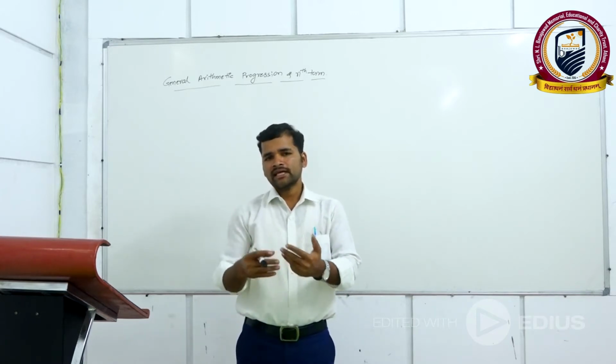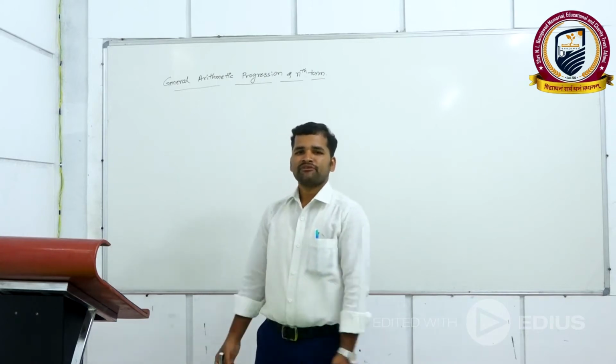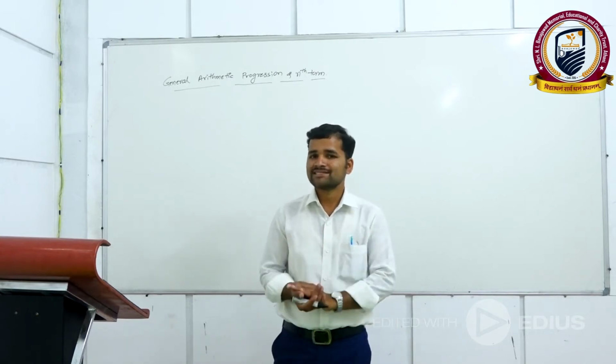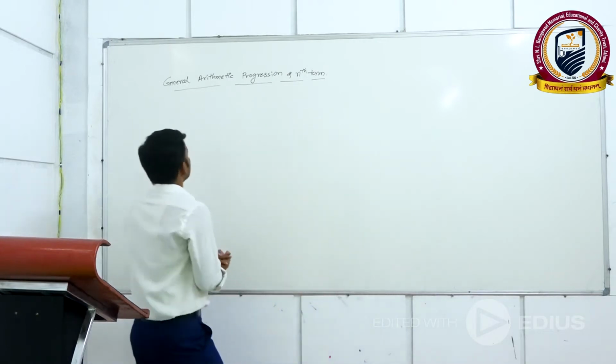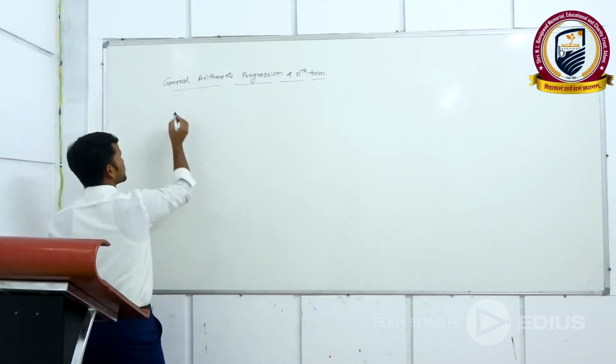3, 5, 7 and so on. Then they will ask you the particular terms, like what is the 20th term, what is the 50th term, what is the 100th term of the AP and all that. That is the general term. So, general arithmetic progression we will write first.